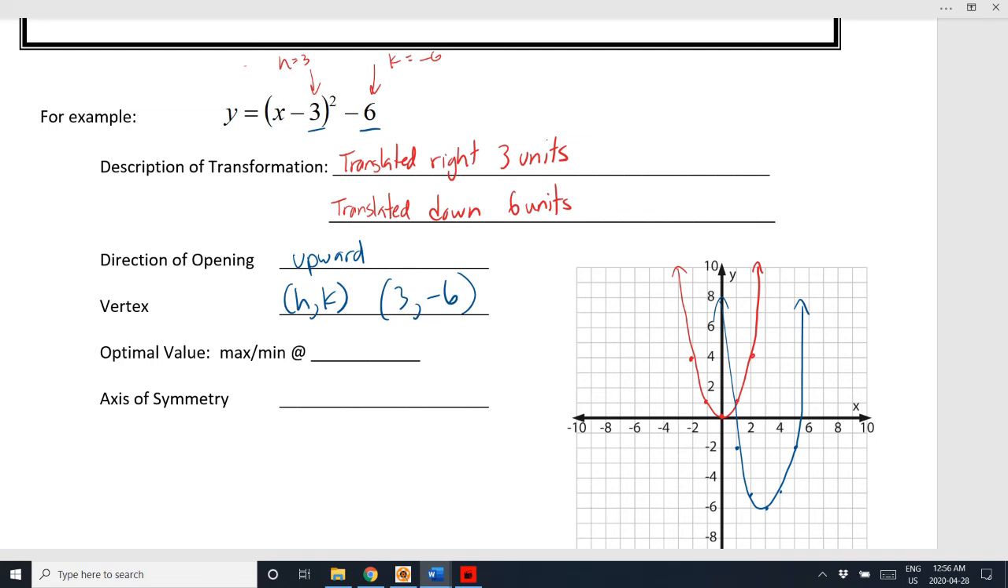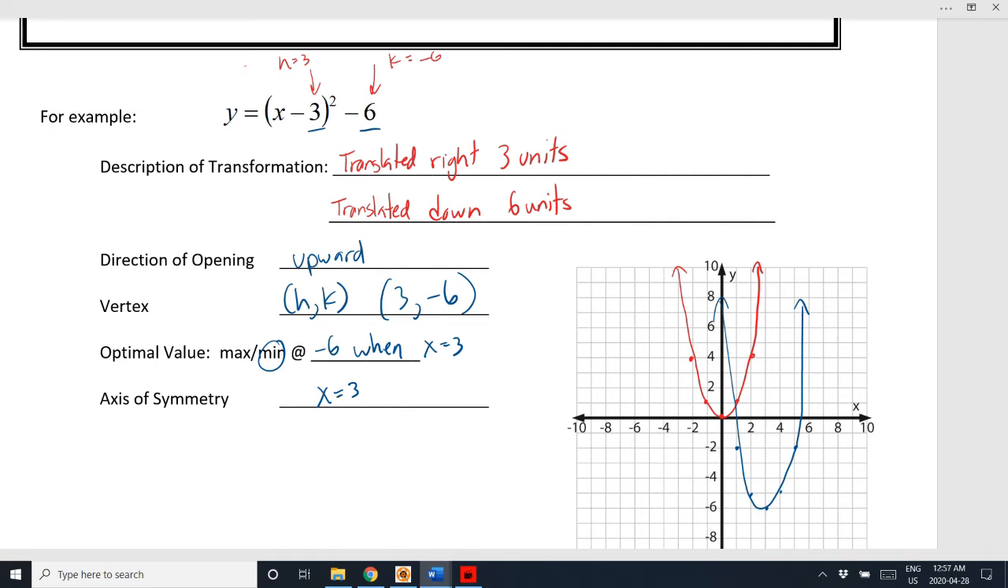And in this case, it's going to be a minimum value because it opens up, at negative 6 when x is equal to 3. And the h value is also going to be our axis of symmetry. So x is equal to 3. So we got a lot of useful information from this version of the quadratic equation.